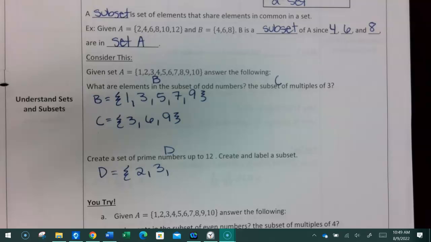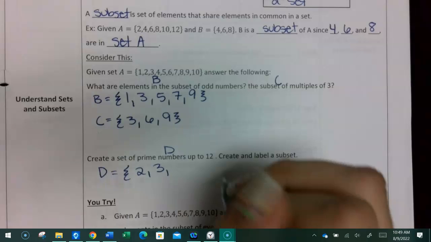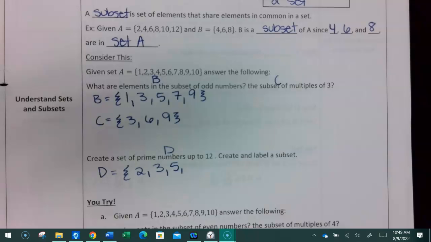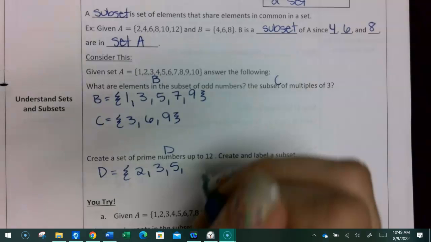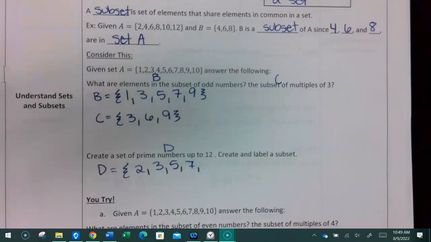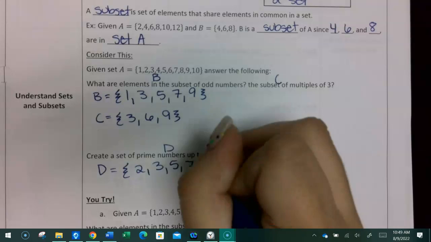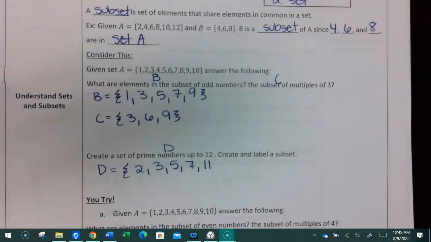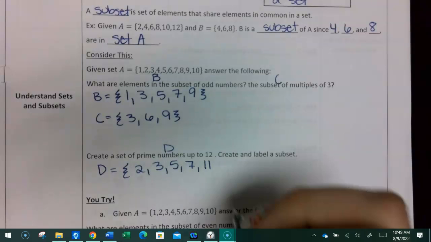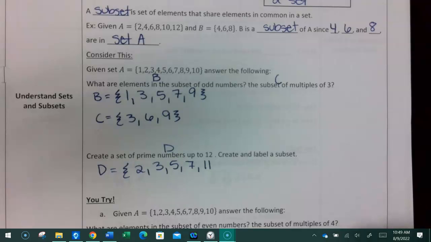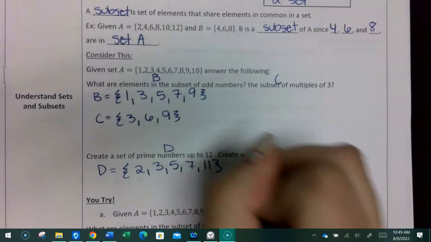What else? Not 4 because 2 and 2. Oh, 5, my bad. 7. 9 is 3 and 3. 11. And then is 12 prime? 12 is prime? Okay.